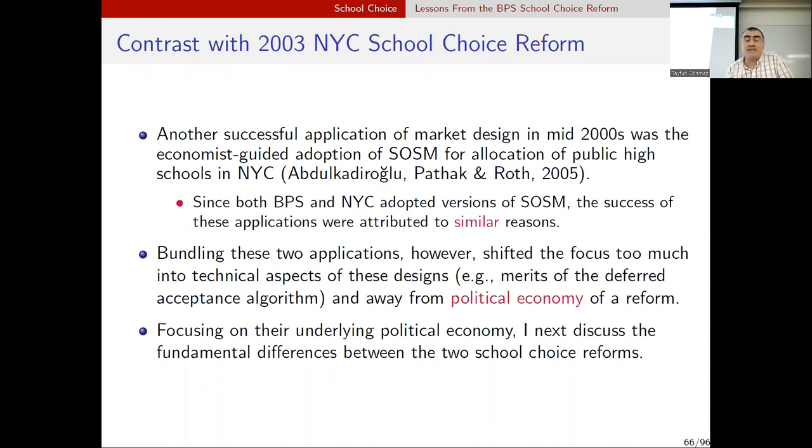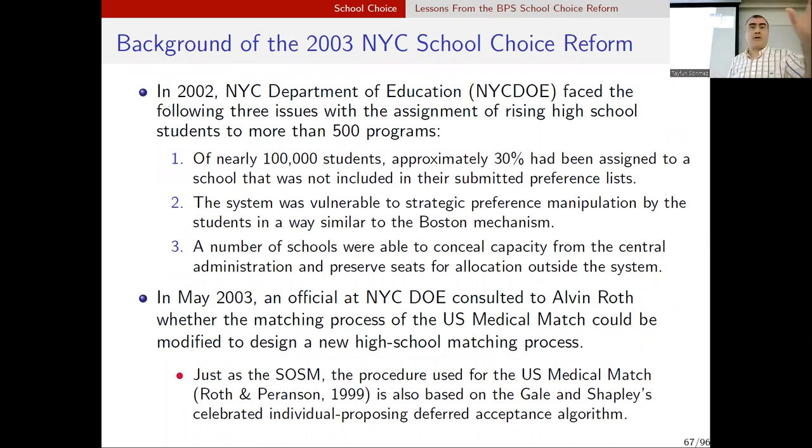And focusing on their underlying political economy, I will just show some of the differences in New York City and Boston. What happened in Boston is, in 2002, the school assignment system completely went bankrupt. Of nearly 100,000 students, approximately 30% had been assigned to a school that's not included in their submitted list. The system was vulnerable to strategic preference manipulation, similar to Boston. And apparently a number of schools were also able to conceal capacity. So in May 2003, an official consulted Alvin Roth whether the matching process at the US Medical Match could be modified to design a new high school matching process. So they asked, can we use deferred acceptance to take care of the problems, right?